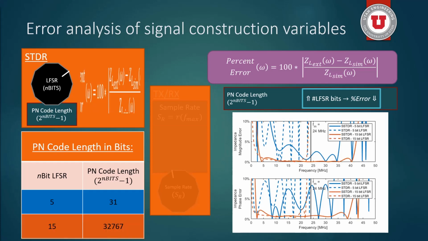I then repeated the simulation with 15 flip-flops in the linear feedback shift register to greatly increase the PN code length. Here you can see that the extracted magnitude and phase error is drastically reduced across the STDR and SSTDR spectrums, with the majority of the frequency spectrum less than 5% error.